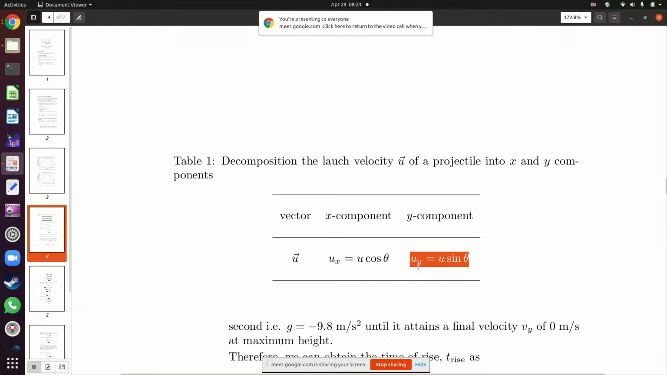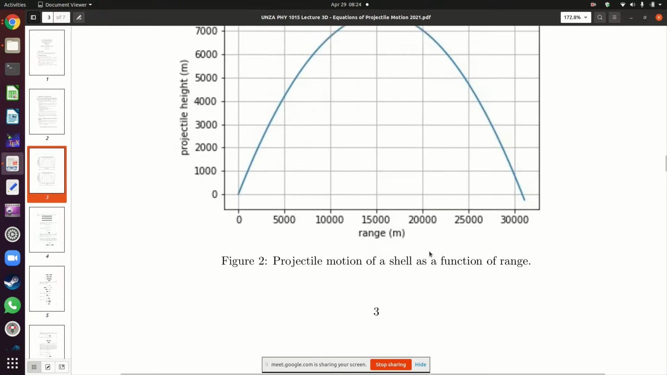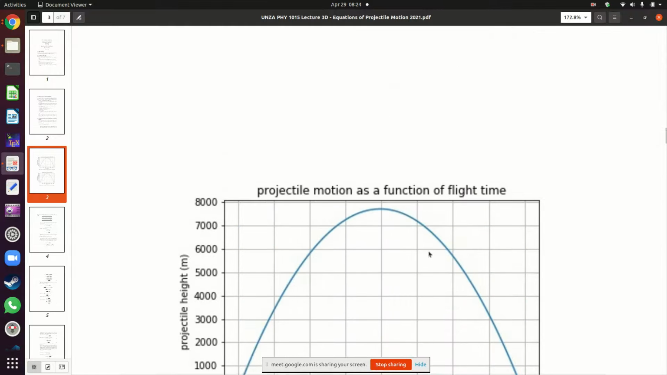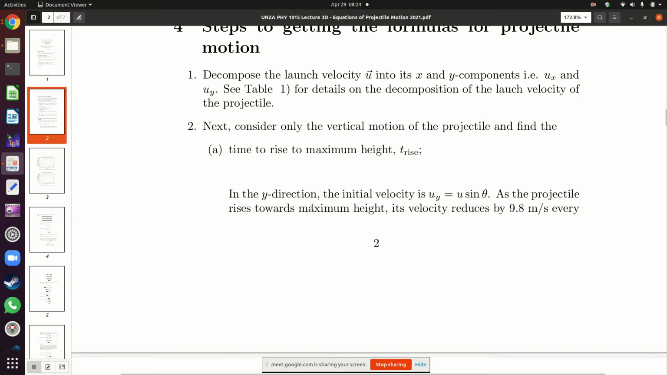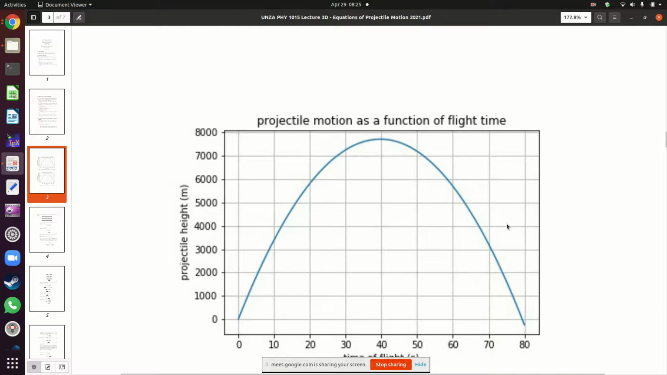This u sine theta in the vertical direction is not going to stay the same, because this projectile has to go towards maximum height. As it goes towards maximum height, the velocity of this projectile is going to reduce by 9.8 meters per second every second. So that's telling you the acceleration: as it goes away from the surface of the earth towards maximum height in the y direction, its velocity will reduce. Eventually, this velocity will become zero at maximum height.